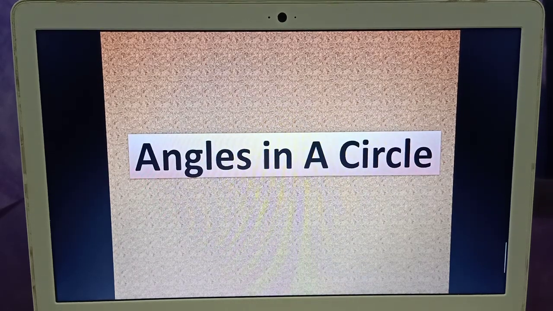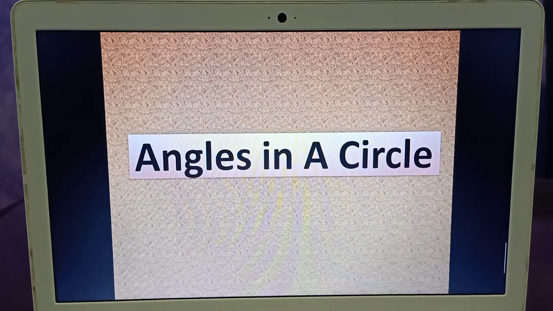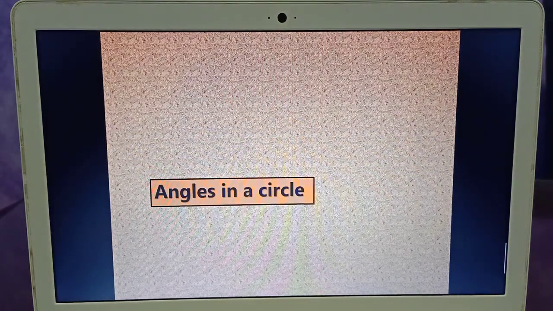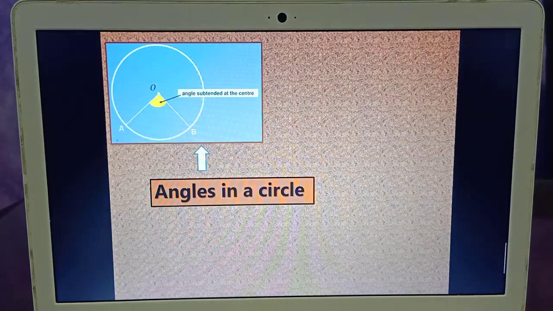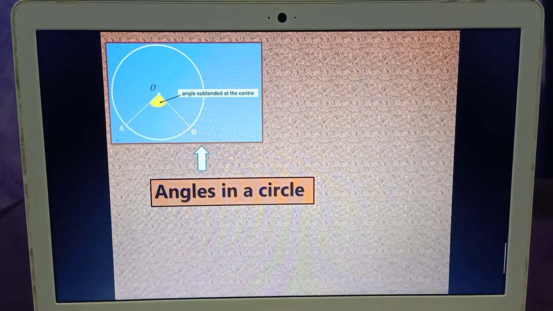Okay, next we are going to learn angles in a circle, which is totally a new thing for you in Form 3. Okay, so listen carefully. Angles in a circle. Actually, we have two main angles in a circle. The first one is angle subtended at the center.